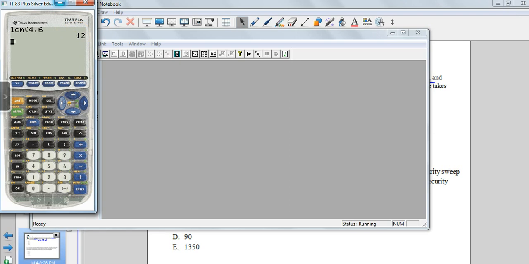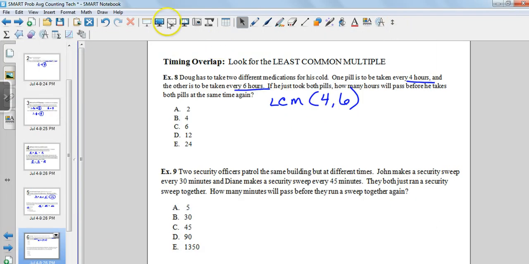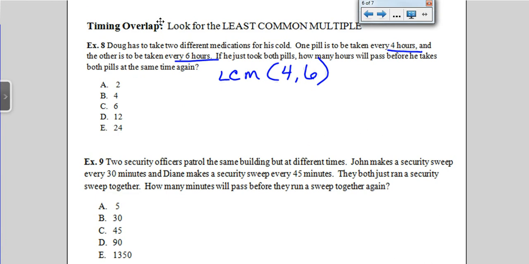So if you're ever unsure, this is another way to do it. Not necessarily faster if you know what you're doing, but it'll save you if you are not confident.